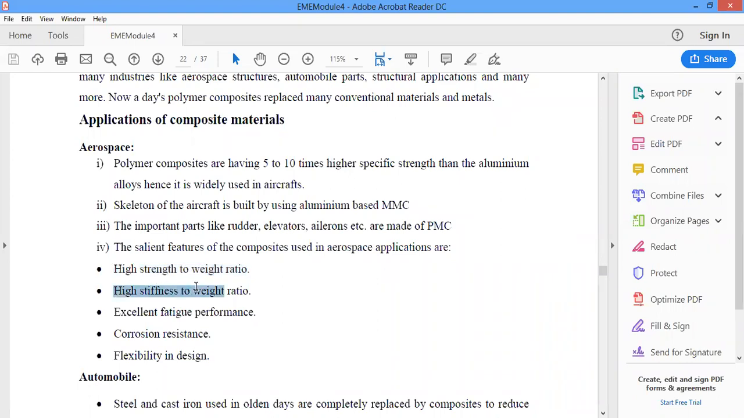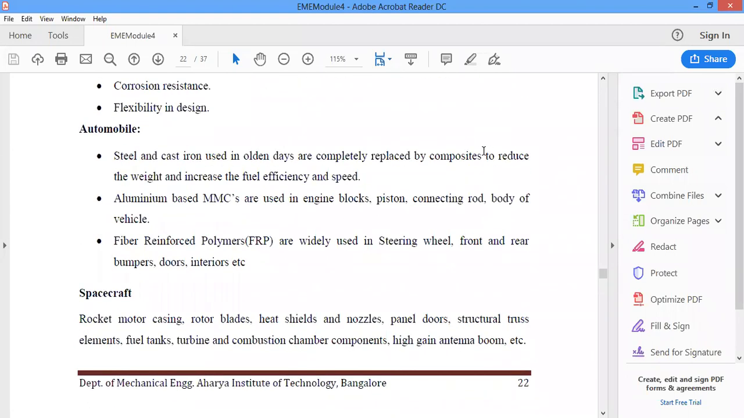Similarly, they'll have higher stiffness to weight ratio. They will not be so flexible. Right? Corrosion resistance, yes, flexibility in design. We can design complicated shapes easily, right? So yes, in automobiles, in the olden days, the piston and all those things were made of cast iron, and that was later replaced with alloys. And nowadays they are coming up with engine parts and other automobile parts to be replaced with composites where they can reduce the weight, so it will increase the fuel efficiency and the speed also, right?